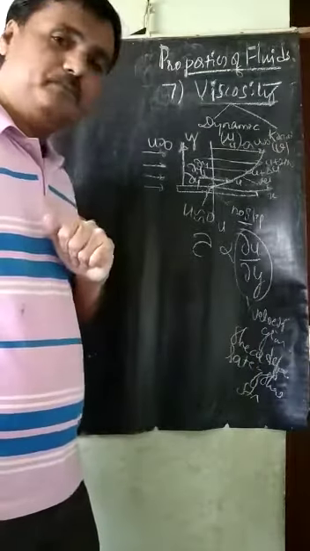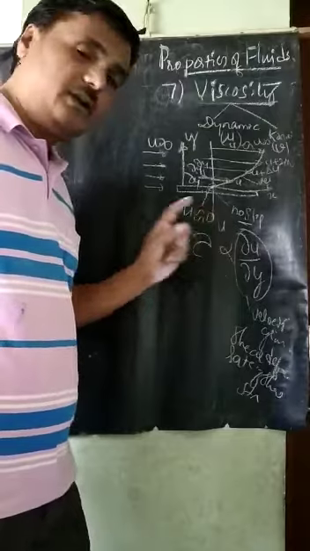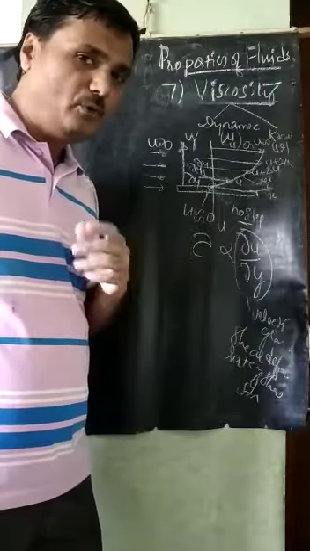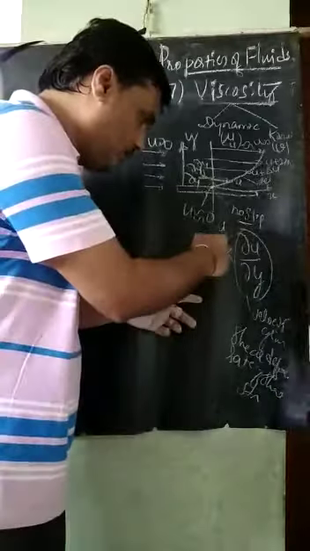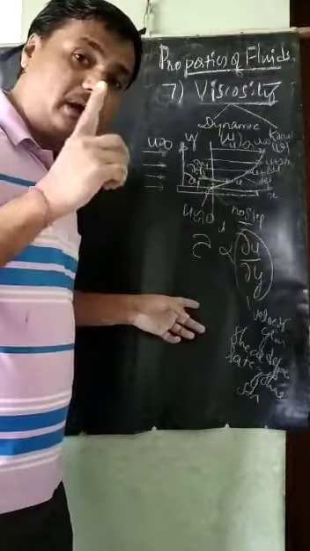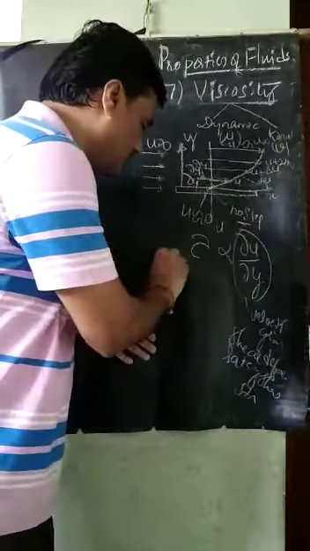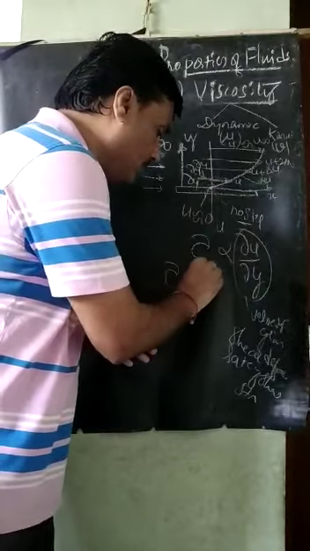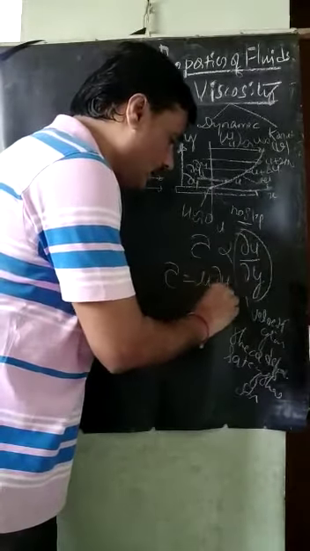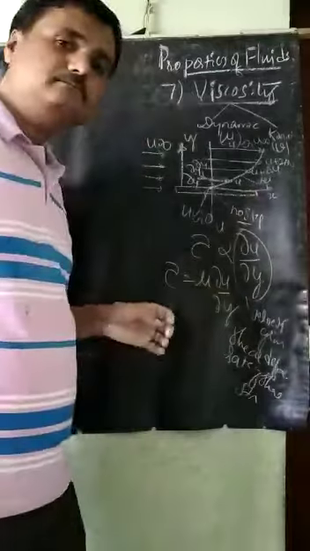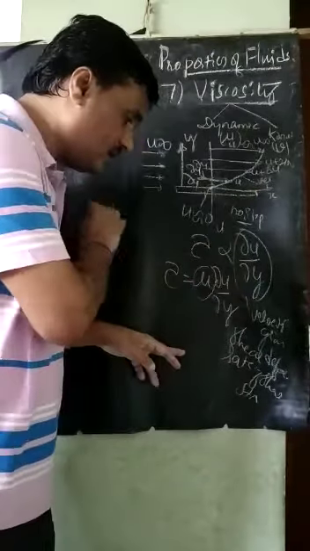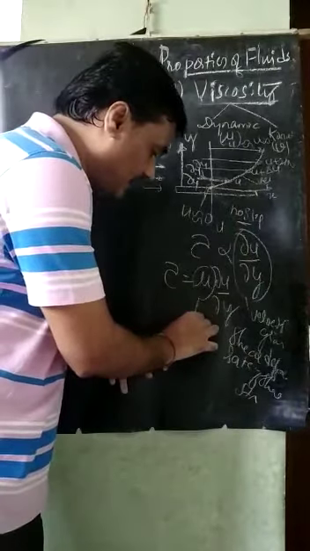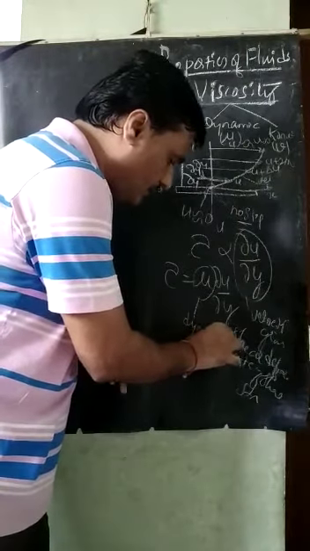Now we have to remove this proportionality constant by equalizing it. If I remove the proportionality symbol, one constant comes in, that is tau equals mu into dou u divided by dou y. Mu is the constant. This is called the dynamic viscosity.